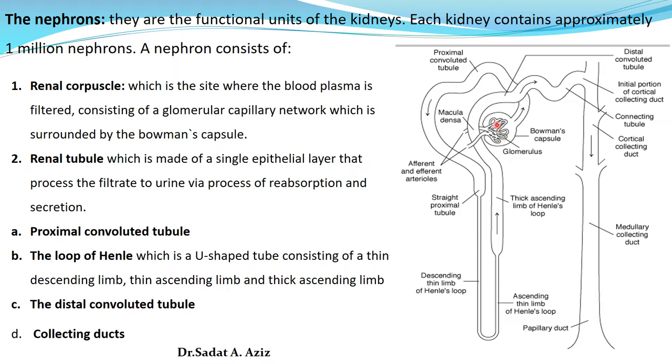But this is the scheme here, what we have the renal corpuscle, proximal convoluted tubule, loop of Henle, distal convoluted tubule, and collecting ducts, okay, or renal collecting ducts. And the loop of Henle is made of different parts or sections. The first part is called the thin descending limb, thin ascending limb, and thick ascending limb of the Henle.